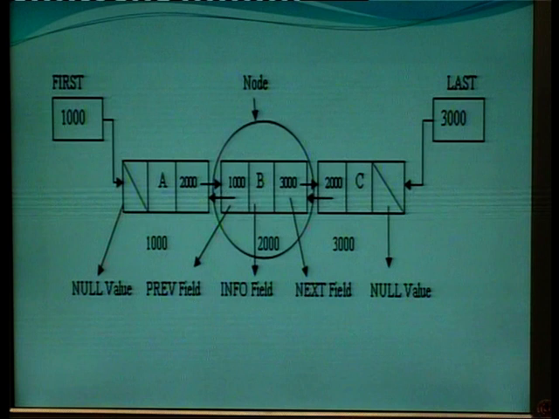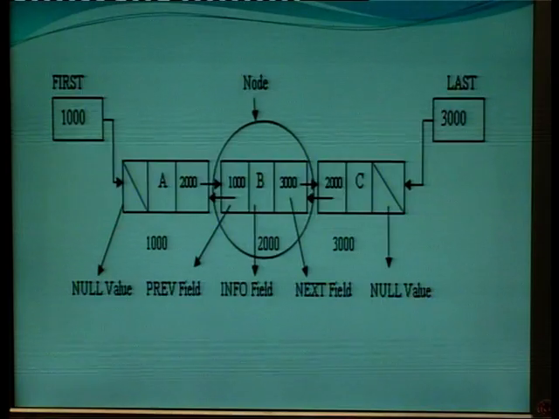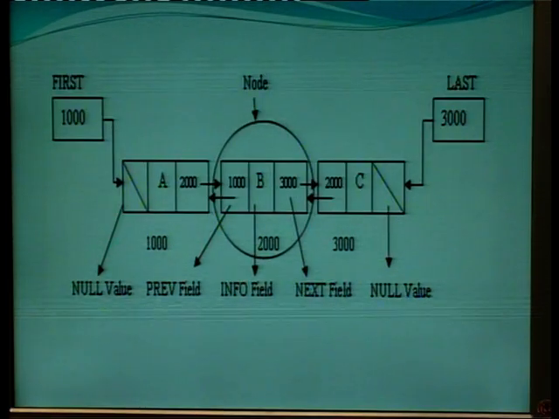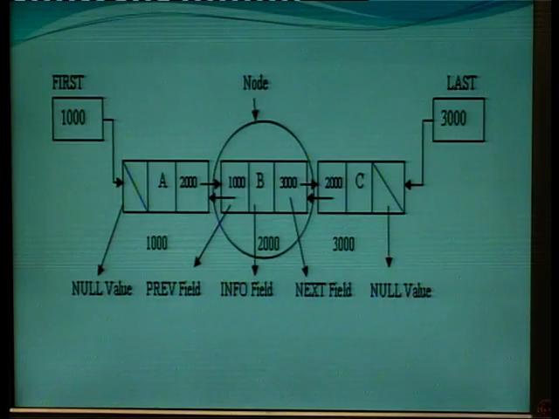Let us take an example. In this case, we are using three fields: information field, next field and previous field. In the first pointer, 1000 is stored. 1000 is the address of element A, where the A node is stored. So in the case of the A node, the backward field contains a null value, indicating that no previous node is there. 2000 indicates the address of the next node to be attached with this link.